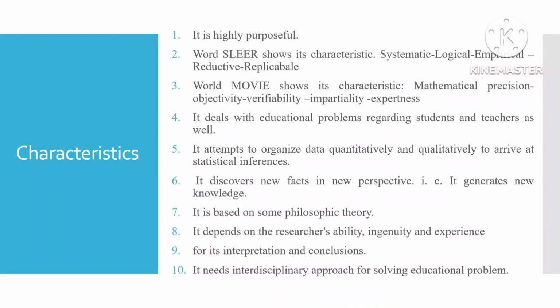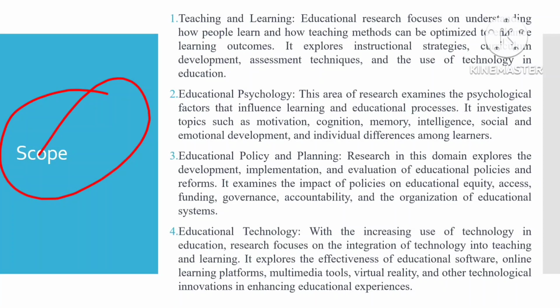These were some important characteristics of educational research. The most important characteristics were speed and movie. Now the next slide is about the scope of educational research.